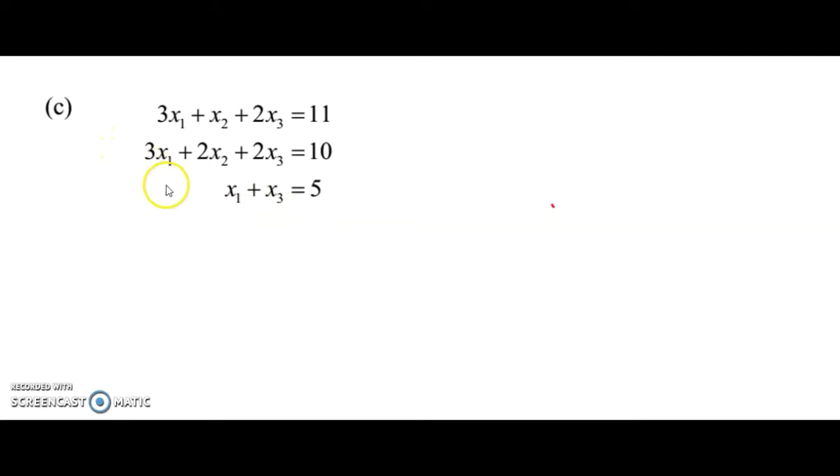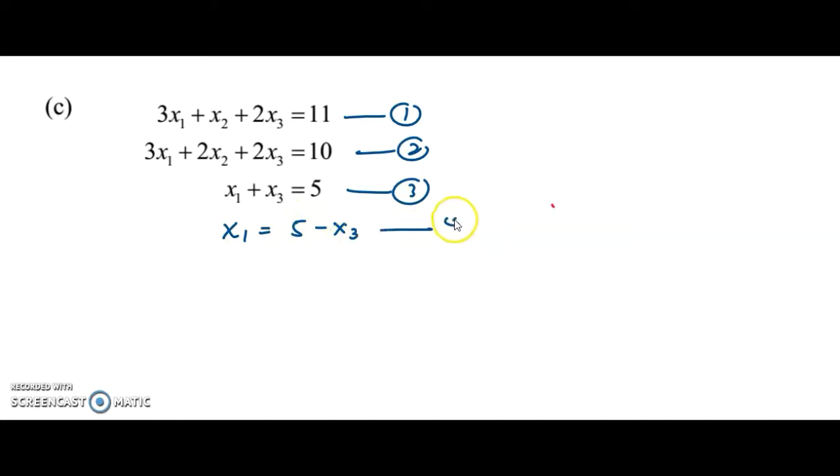Let's consider example 3. In this example, I'm going to use the substitution method, because of what I see in equation 3. I name these as equations 1, 2, 3. Equation 3 has only two unknowns, so it's easy for me to make x1 the subject in terms of x3. Then I'll name this equation 4. I'm going to put equation 4 into equation 2 and equation 1. Then from there, I will produce two equations containing only x2 and x3, so I can solve for x2 and x3 very easily. This method is called the substitution method.